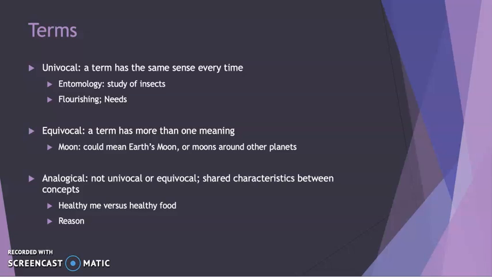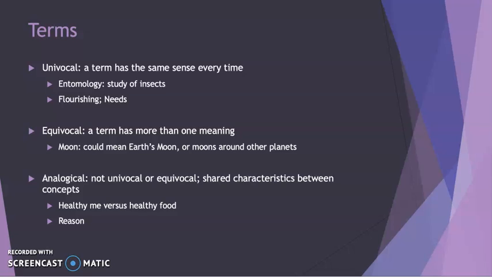For MacIntyre, the concepts flourishing and needs are univocal. They mean the same thing every time. And so one of the things that we're going to look at here is what that definition of flourishing is for MacIntyre and how that is univocal, even though it applies to different species. And the same thing with the concept of needs.